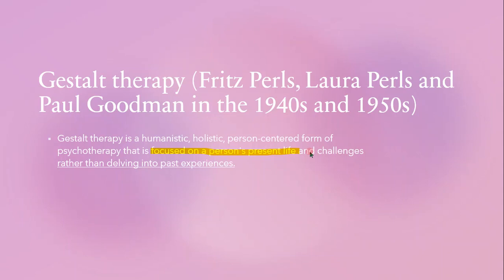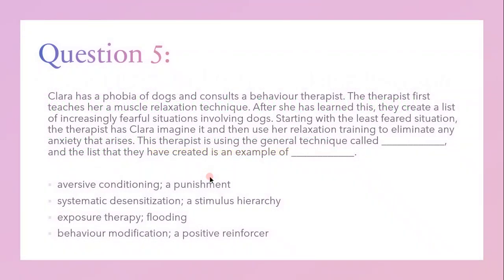So Gestalt Therapy, which Fritz Perls, Laura Perls, and Paul Goodman developed in the 1940s and 50s. And Gestalt Therapy is a humanistic, holistic, person-centered form of psychotherapy that is focused on a person's present life and challenges rather than delving into past experiences. Question 5. Clara has a phobia of dogs and consults a behavior therapist.